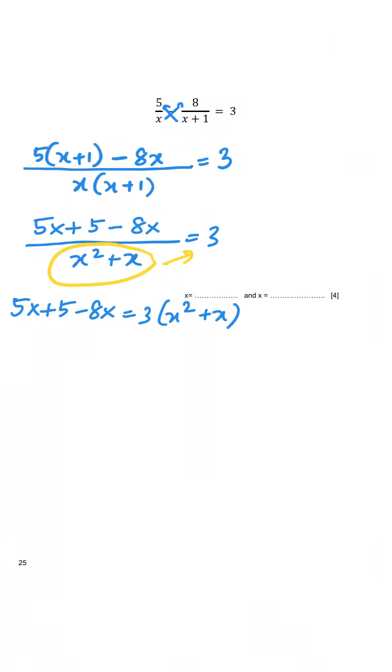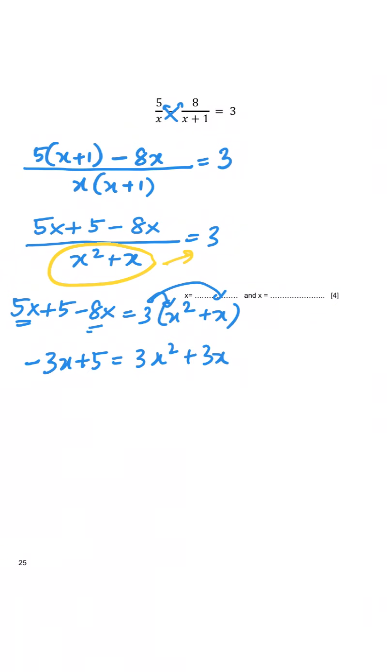Yeah, and when it's at the denominator, it's a divide, and when you bring it over, it becomes multiplication. So now we need to multiply each of it. So this 5x and 8x, we can actually simplify. 5 minus 8, negative 3x plus 5 equals 3x squared plus 3x. Now we can see the quadratic here.